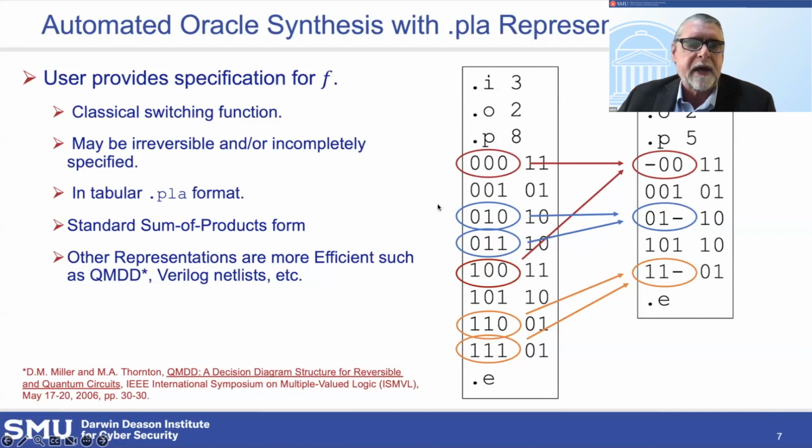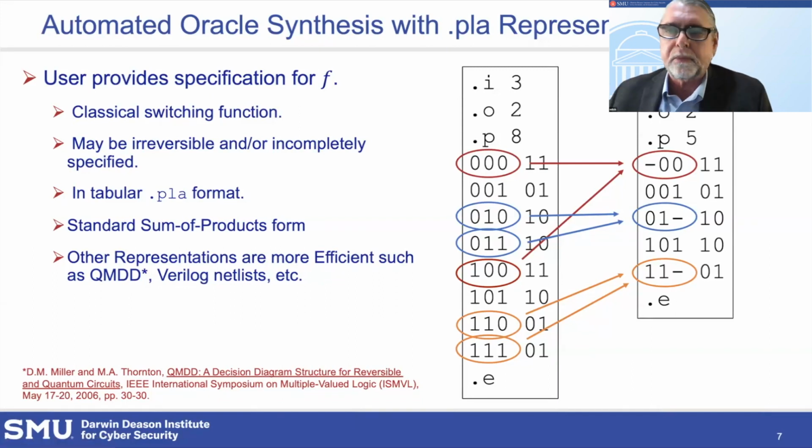Another important thing about this form is that from a conventional logic point of view, this represents a sum of products form. That means that if you were to implement this function in conventional logic, you would create AND gates for each of these values on the left, and you would add them together with the inclusive OR. Again, this is a simple way to express functions. Other representations are much more efficient, and our tool does support those.